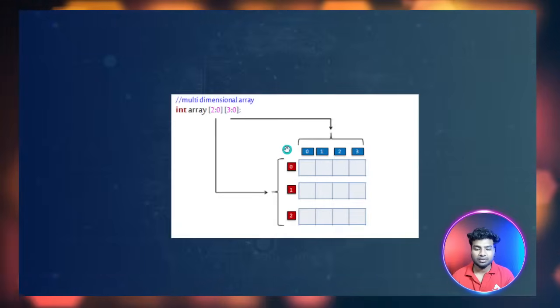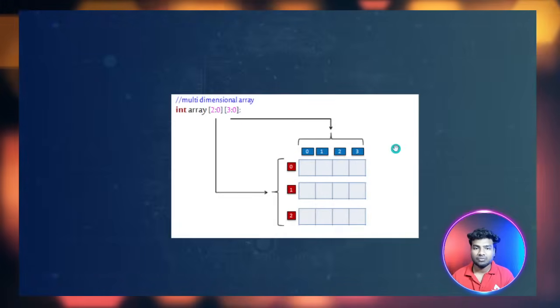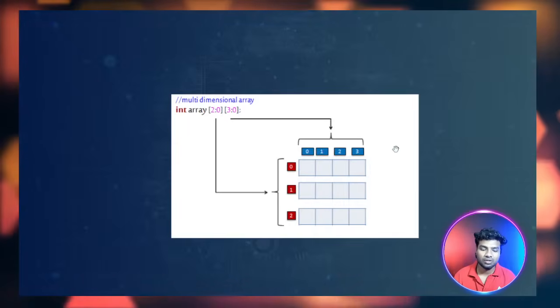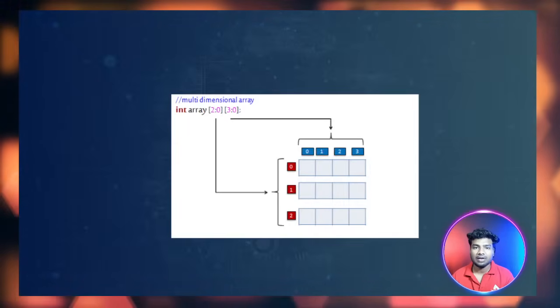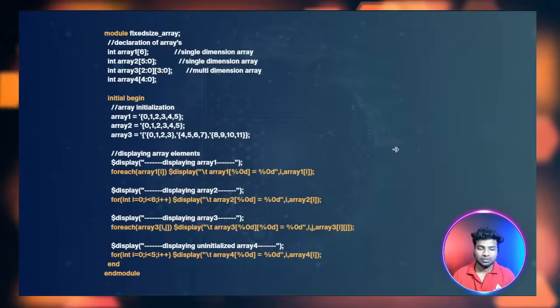So each and every row has 4 columns. It means in each and every row we can store four values of integer type. Okay, so this is how it looks.